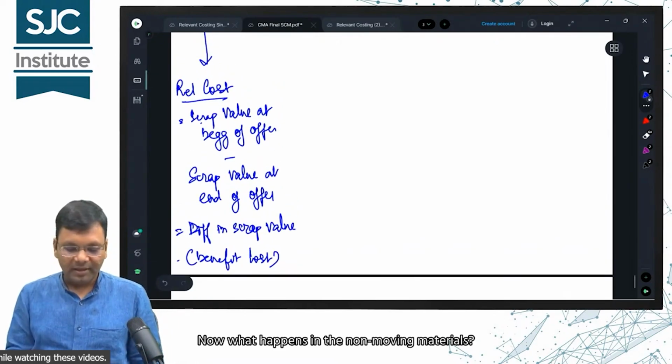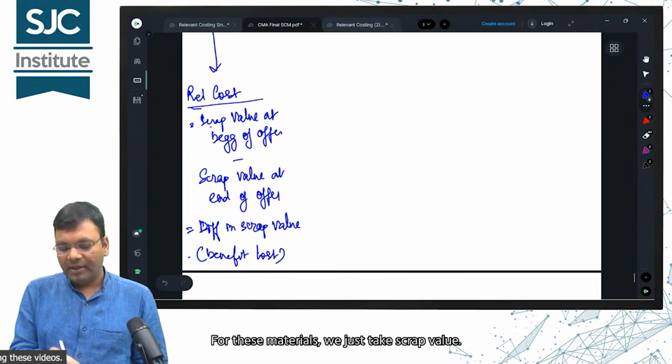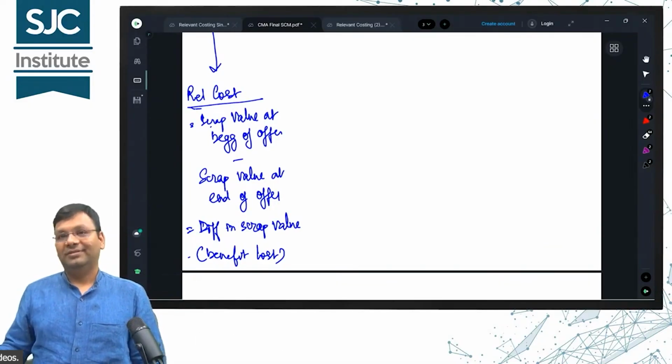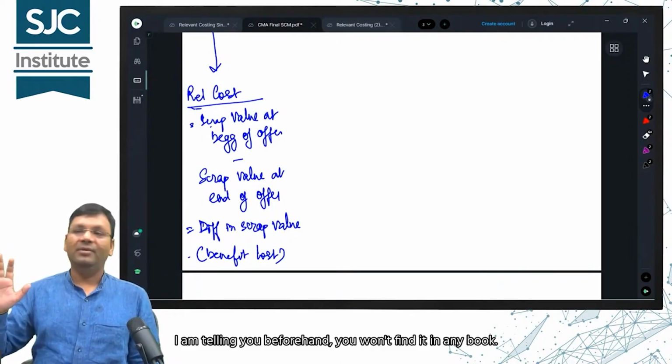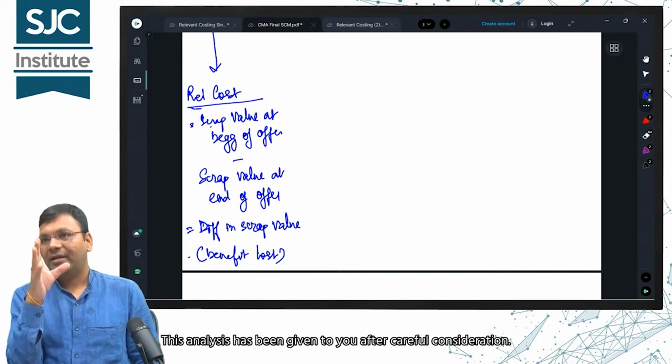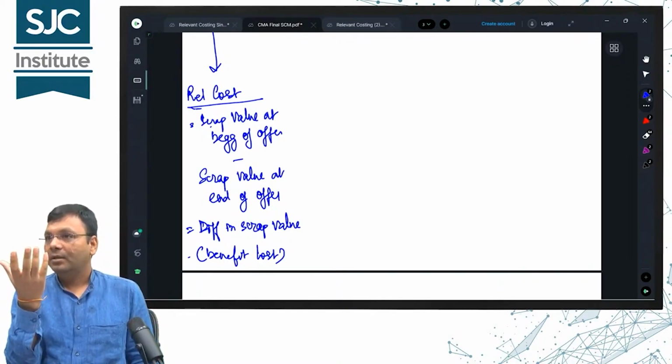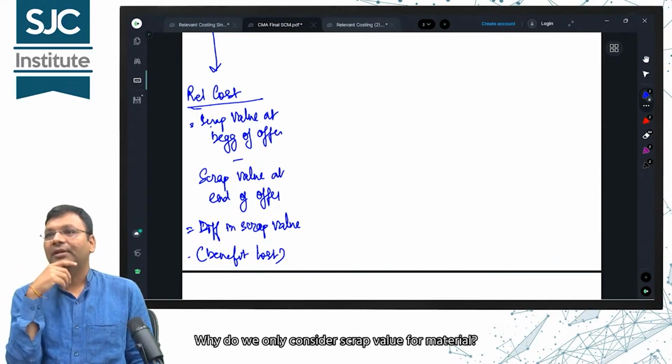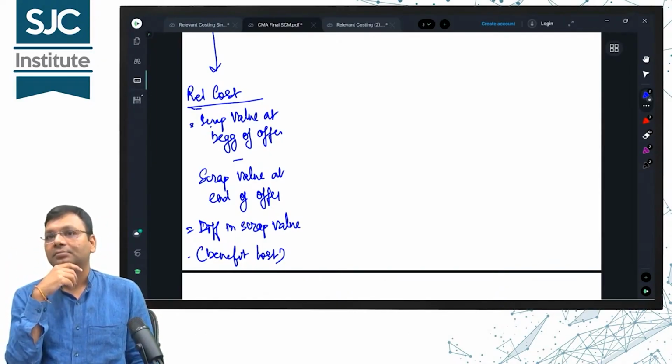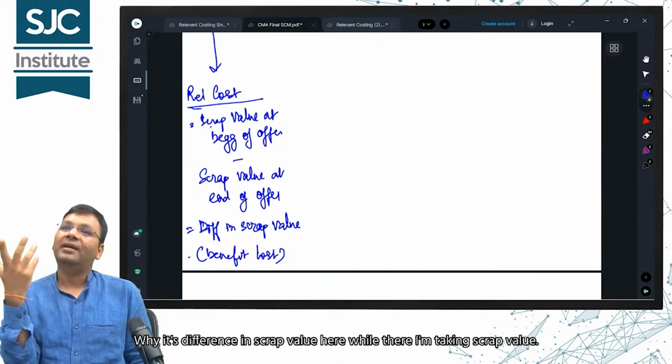Now what happens in the non-moving materials? For these materials, we just take scrap value. I'm telling you beforehand, you won't find it in any book. This analysis has been given to you after careful consideration. Why do we only consider scrap value for material? Why is it the difference in scrap value here, while there I'm taking scrap value?